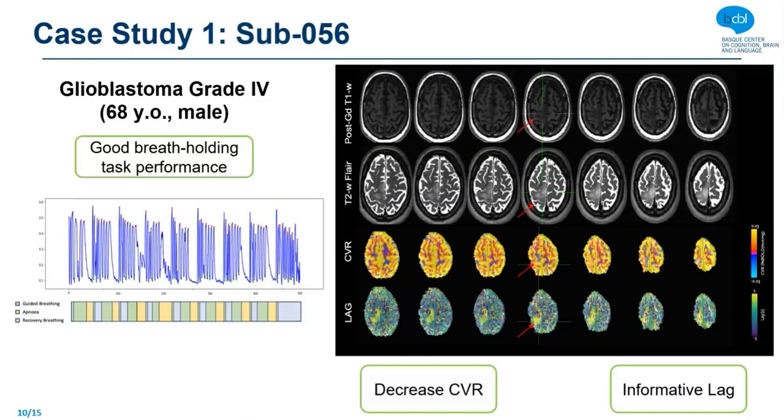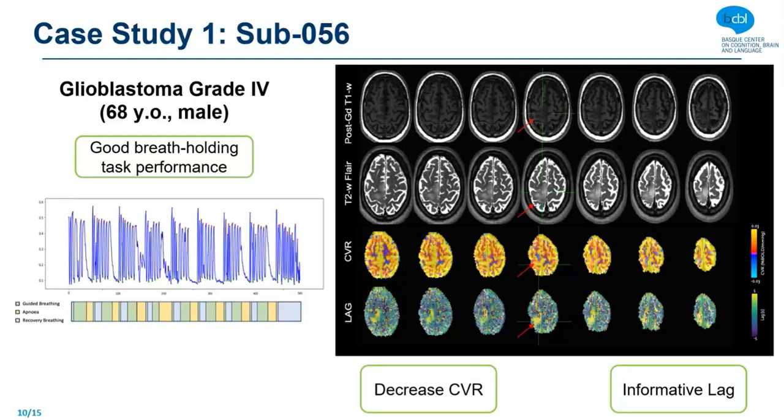To explain our results, we have 4 cases, so you can see what we had. In this case, it's a glioblastoma grade 4 patient. On the left side, we could see the task and the CO2 signal and the protocol that he had to follow. As we could see, he did a very good task, and the exhale before the apnea and the exhale after the apnea were made. On the right side, we could see the CVR maps, the vascular delay maps, and the T2 FLAIR.